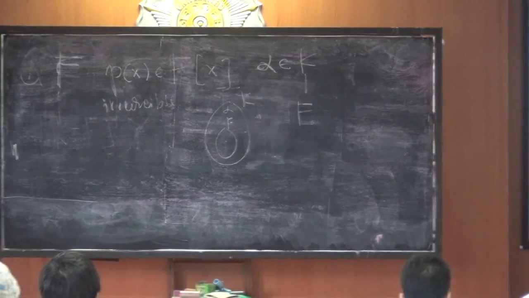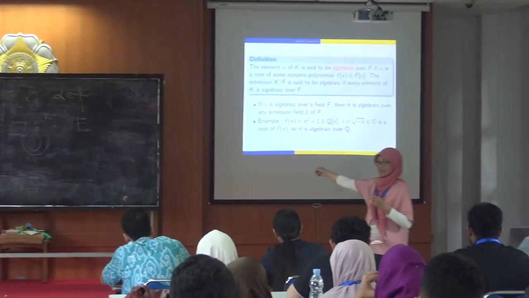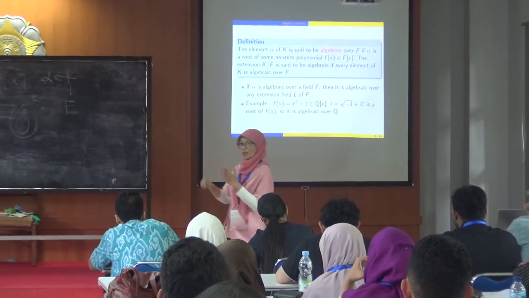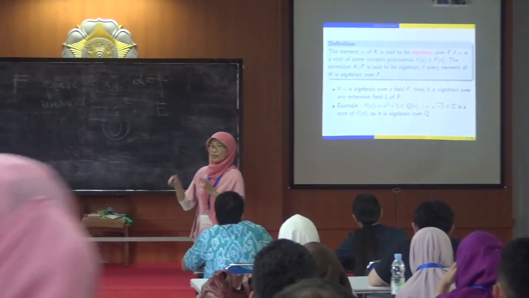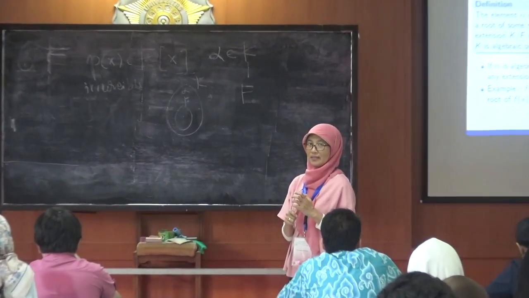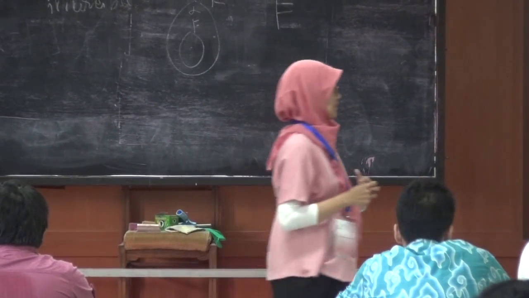So you still remember the definition of extension. If we have a situation like this, we call K an extension of F. If all of the elements of K are algebraic, then we call K an algebraic extension of F.